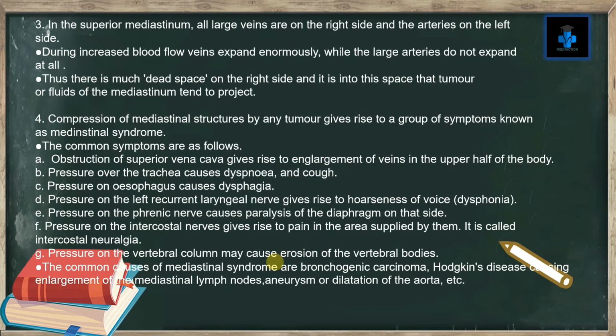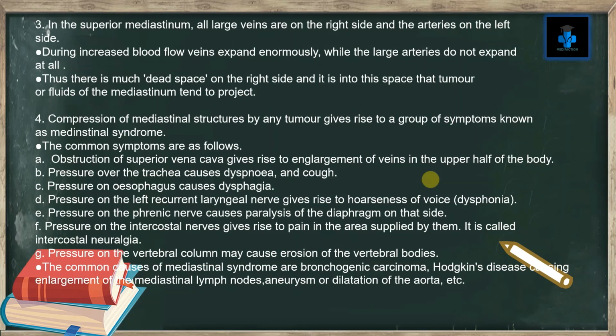Compression of mediastinal structures by any tumor gives rise to a group of symptoms known as mediastinal syndrome. The common symptoms are as follows. Obstruction of the superior vena cava gives rise to enlargement of veins in the upper half of the body. Pressure over the trachea causes dyspnea and cough. Pressure on the esophagus causes dysphagia. Pressure on the left recurrent laryngeal nerve gives rise to hoarseness of voice or dysphonia.